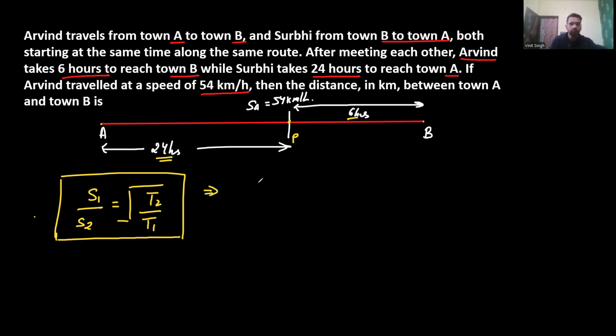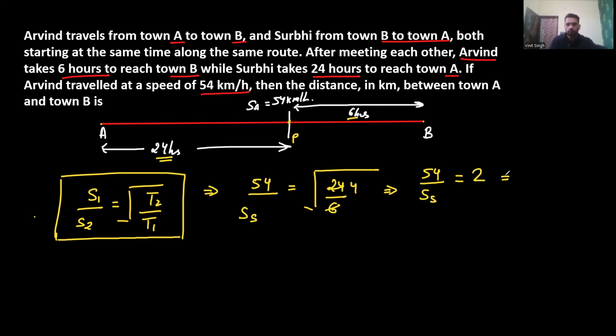So S1 is the speed of Arvind, we take 54. Time taken by Shurbi is 24 and Arvind is 6. So 54 upon the speed of Shurbi is equal to the square root of 24 upon 6, which is 4, so 2. Now the speed of Shurbi is equal to 27 km per hour.